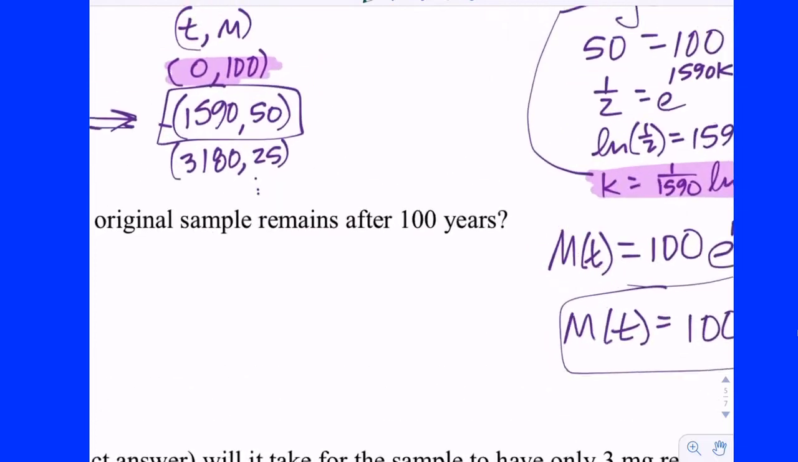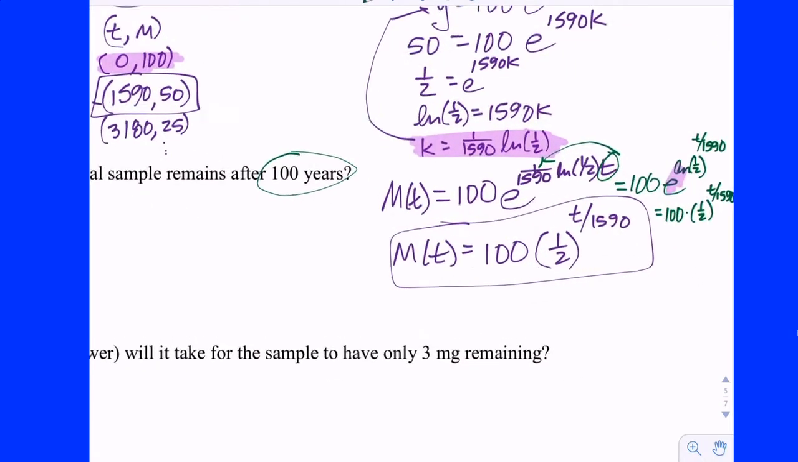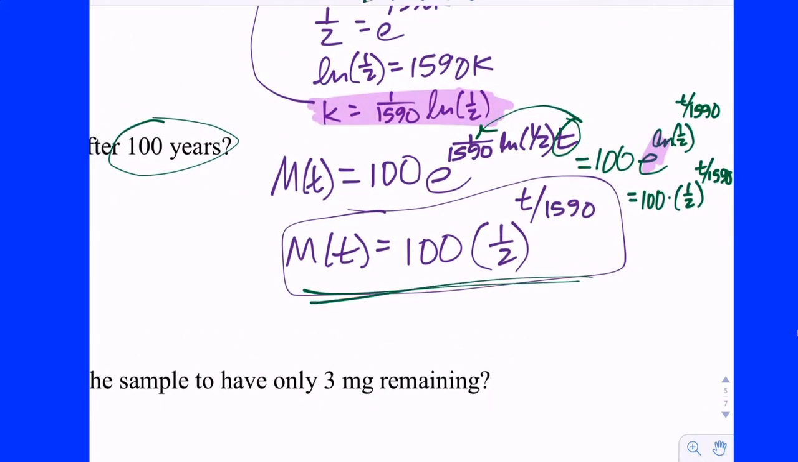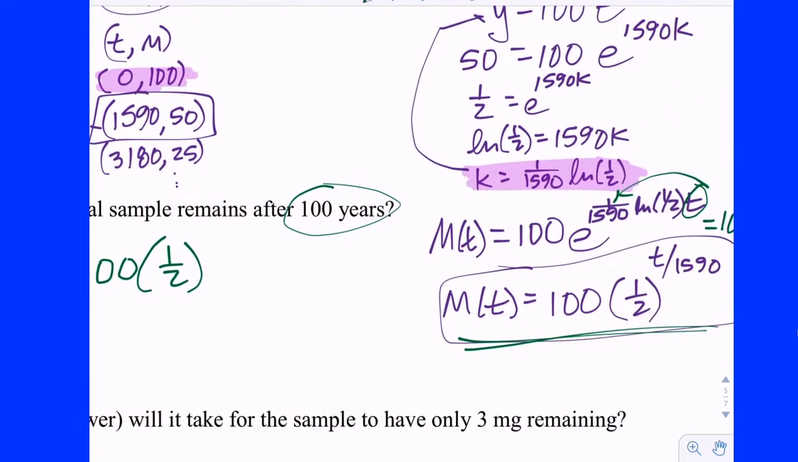How many milligrams of the original sample remain after 100 years? After 100 years. That's going to be what? I'll use this bottom one here. Is 100 equal to t or m of t? t, yeah. So we'll have to make the notation. So m of 100 is what you'd show. And then you'd have 100 times 1/2 raised to the 100 divided by 1590.